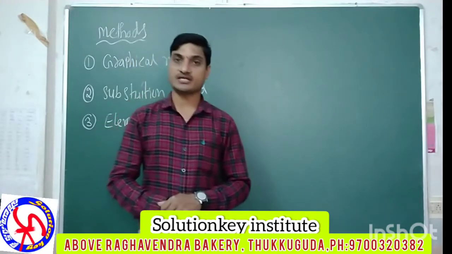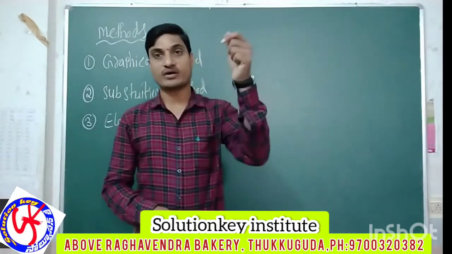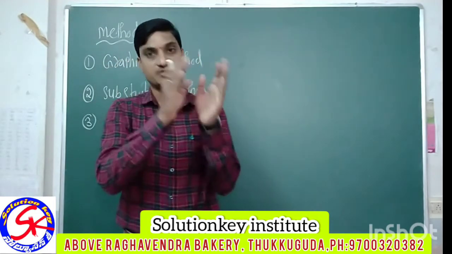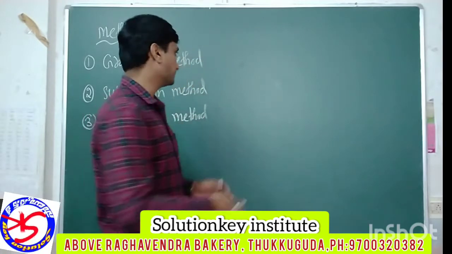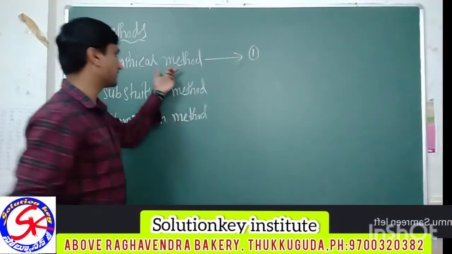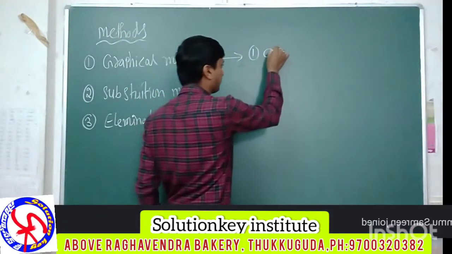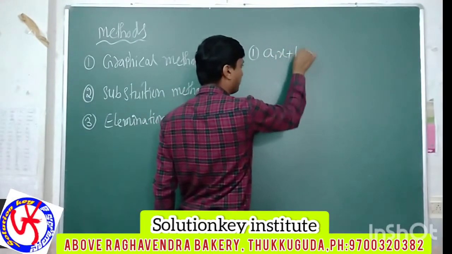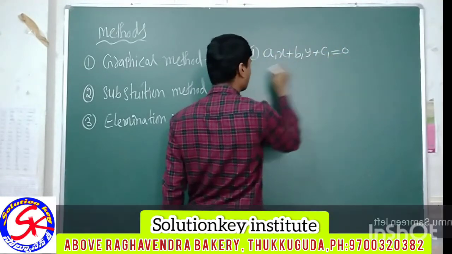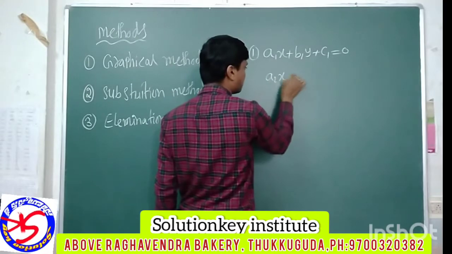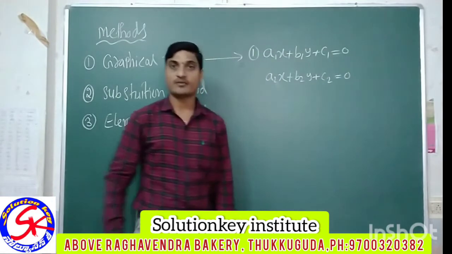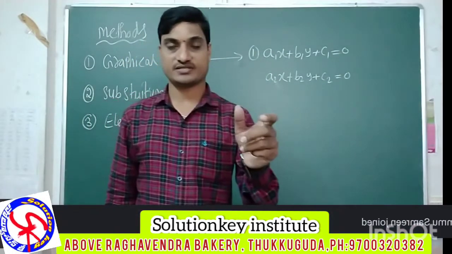Every linear equation gives one straight line. For example, I am taking one equation. In the graphical method, two equations are there. As I said yesterday, the general form of a linear equation in two variables is a1x plus b1y plus c1 is equal to 0, and a2x plus b2y plus c2 is equal to 0. The general form of a linear equation is ax plus by plus c is equal to 0.